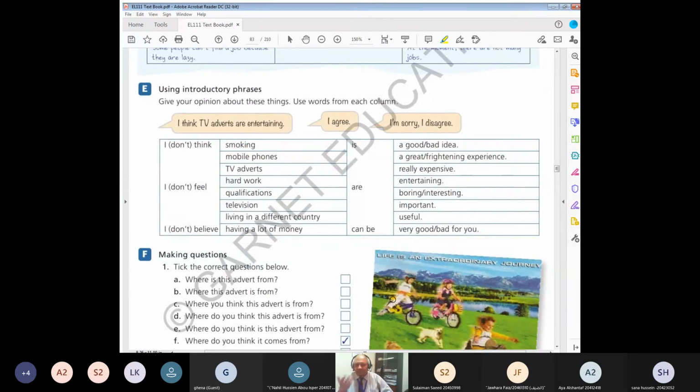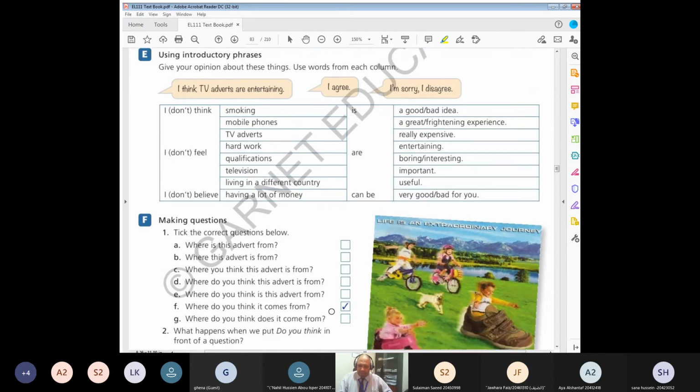So how do people express agreeing or disagreeing with something? They normally say what? I agree, I don't agree, I don't think, I don't feel, I don't believe. So I don't think smoking is a good idea. I don't feel TV ads are important. I don't believe living in a different country is such a good idea. Okay.